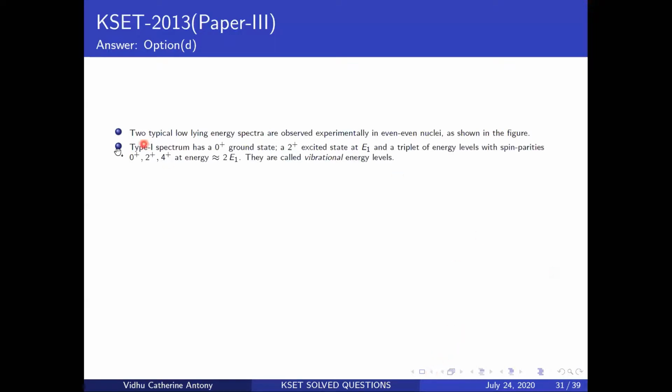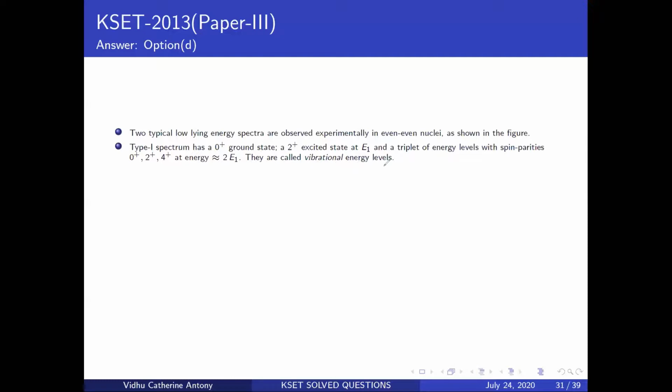Okay, so one is the type 1 spectrum, which has a 0 plus ground state, a 2 plus excited state at E1, and a triplet of energy levels with spin parity 0 plus, 2 plus, and 4 plus. So now you're going to get confused. Okay, so let's dissect this.